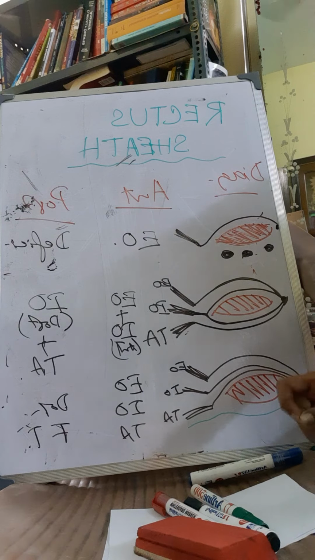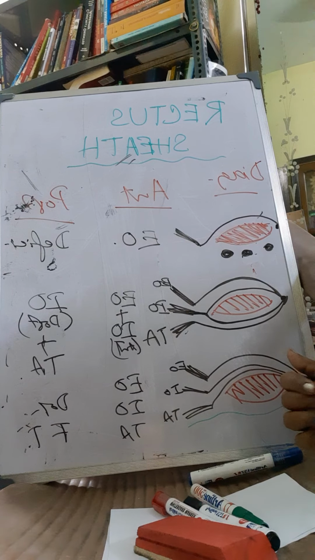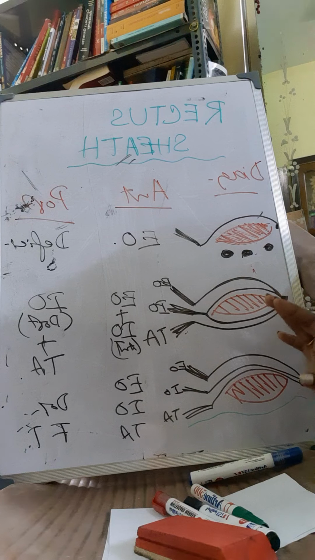Please note it. Again, I am repeating. What is linea alba? This is the median raphe which is formed by the interlacement of the aponeurotic fibers of the three flat muscles of the abdomen. Clear? And this is making the medial margin of the rectus sheath along this line, right?